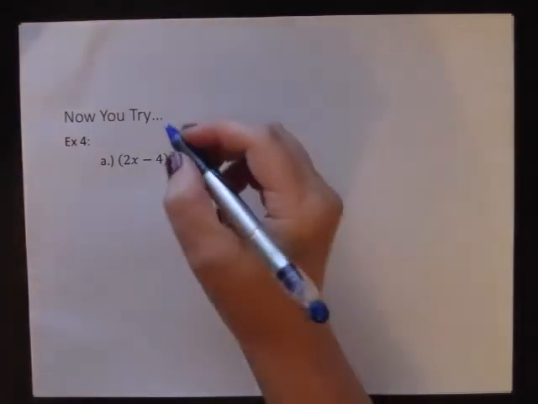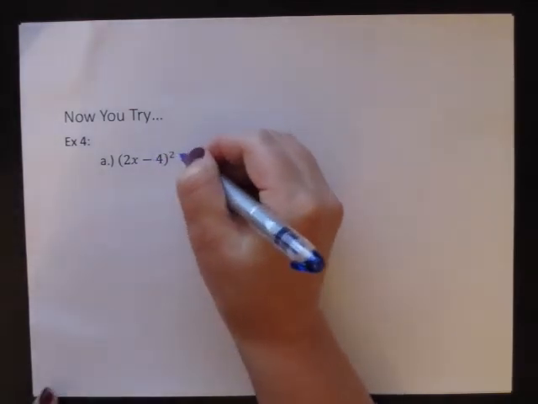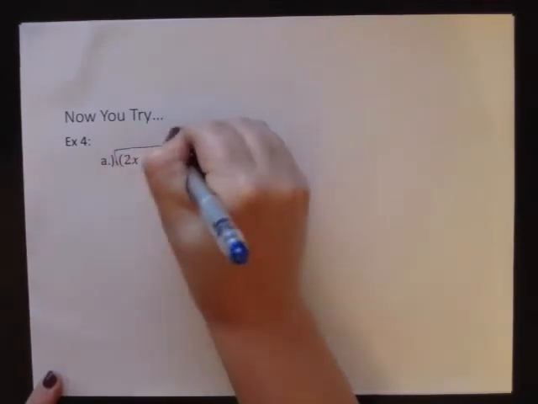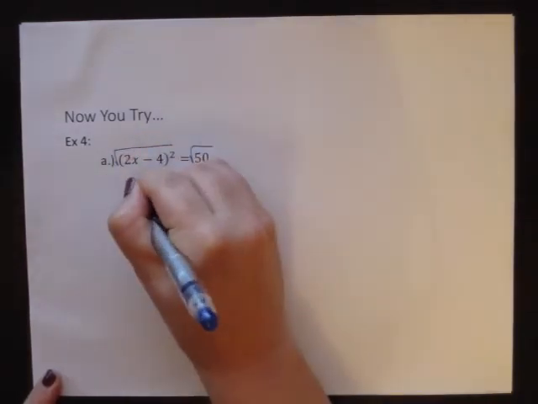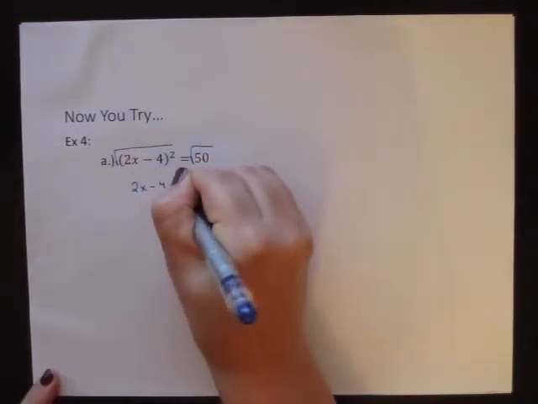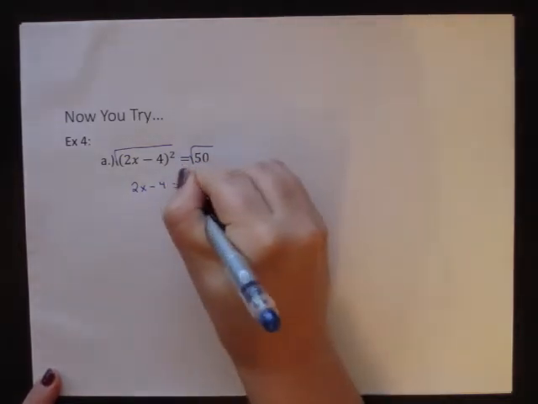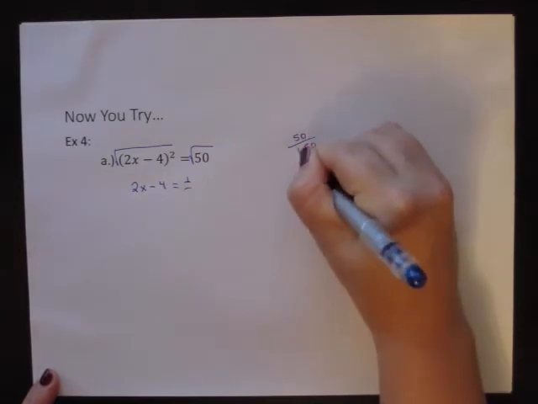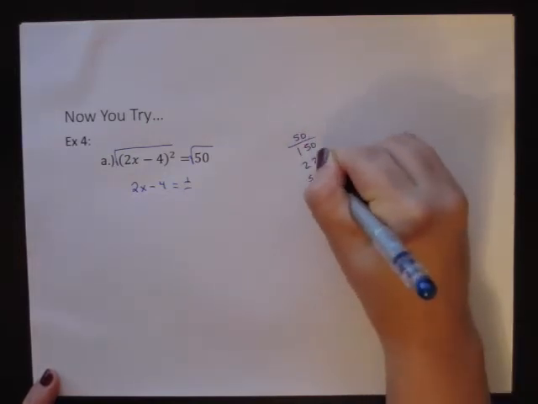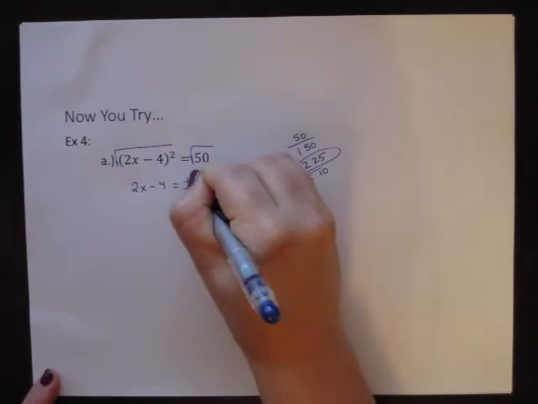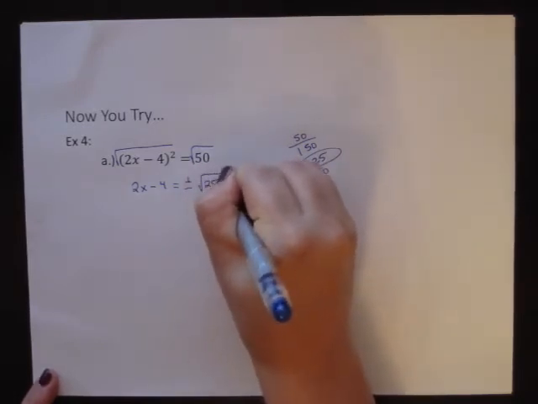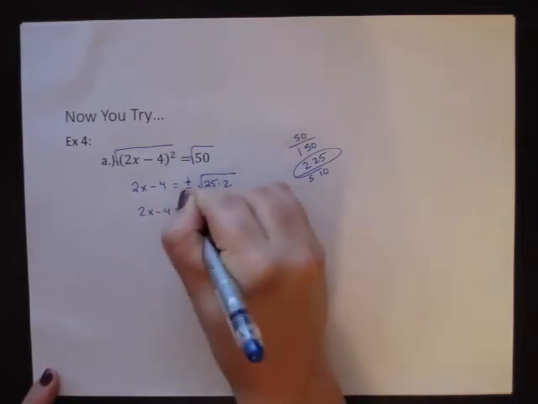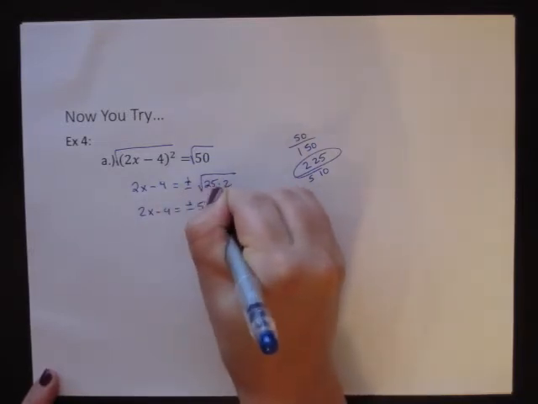Okay, so I've got (2x - 4)² = 50. First thing I'm going to do is apply the square root property. So I've got 2x - 4 equals plus or minus the square root of 50. 50 can definitely be factored: 1 and 50, 2 and 25, 5 and 10. I'm going to use the 2 and 25, so this is 25 times 2. So I got 2x - 4 equals plus or minus 5 square root 2.